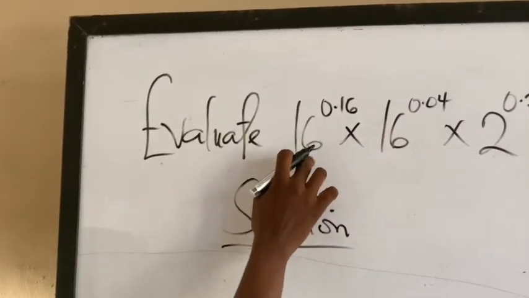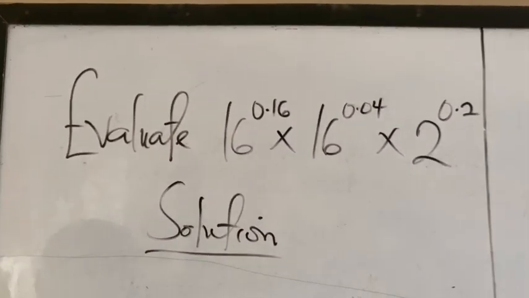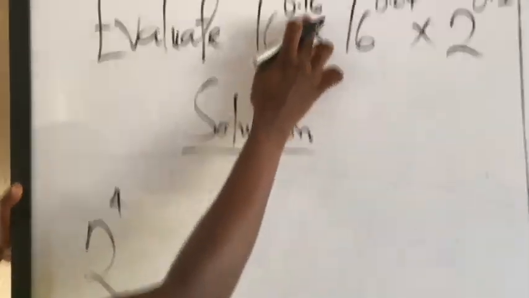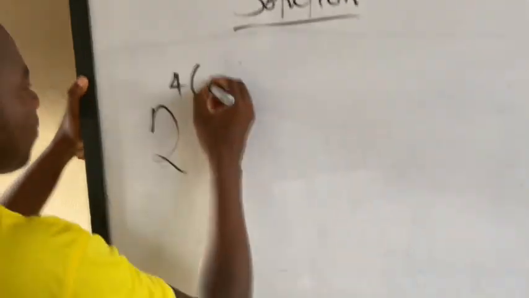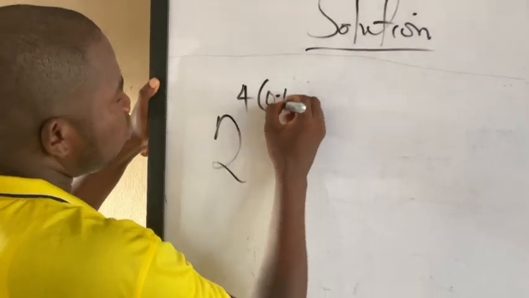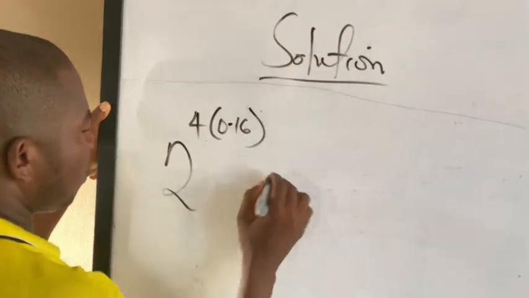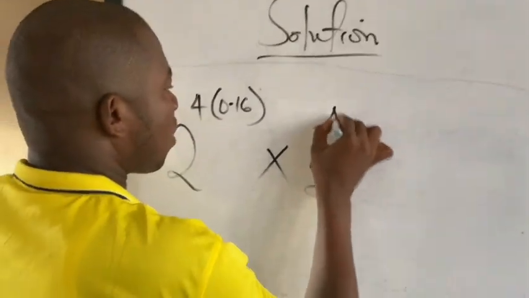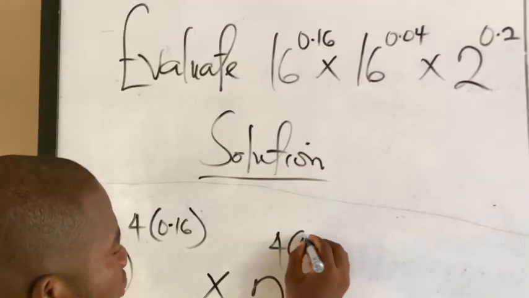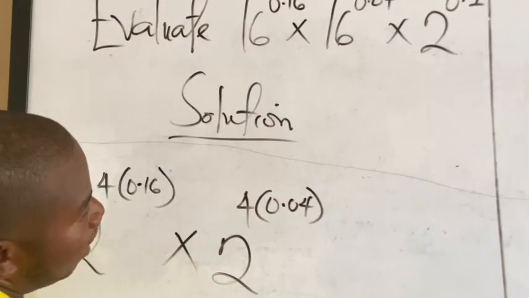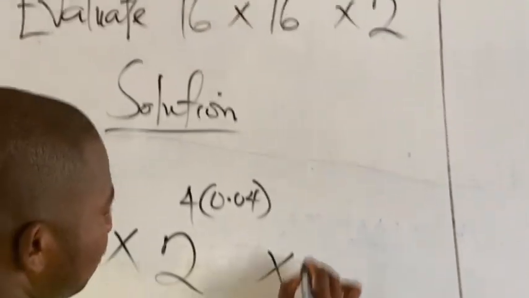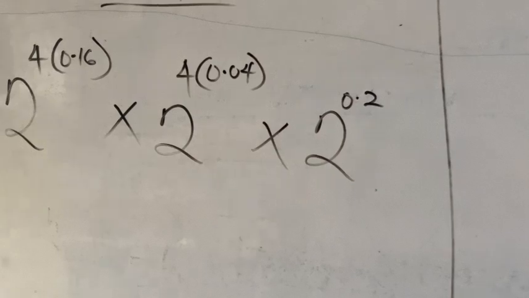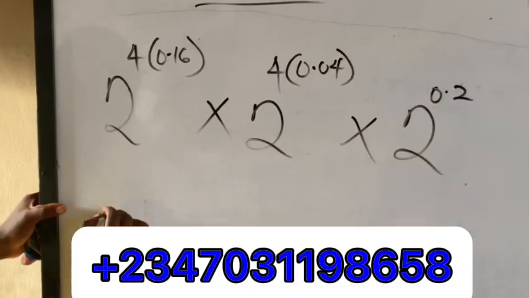So how do we go about that? 2 raised to power what will give us 16? 2 raised to power 4. So this one gives us 2 raised to power 4. That is 16. Mind you, there is power here already, so power will multiply power. That is 0.16. Coming here, we are converting this 16 to 2 raised to power 4. Mind you, there is power here already, which is 0.04. And lastly, this one is already in base 2, so we maintain what we have there, which is 2 raised to power 0.2.